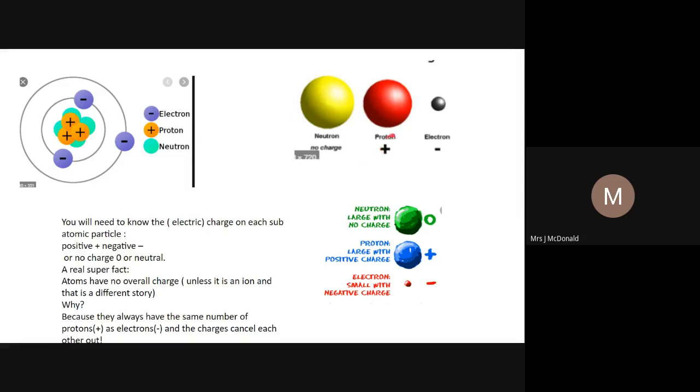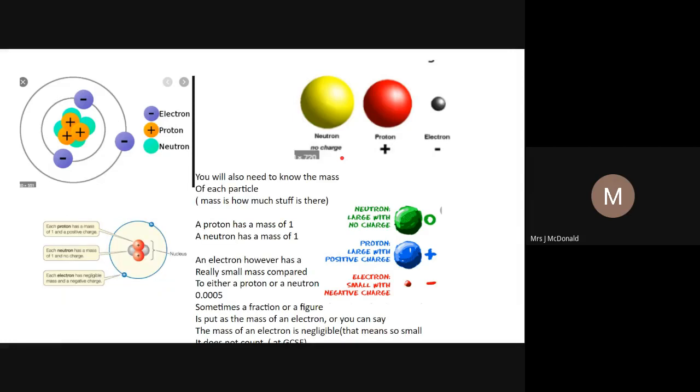And you can see that the positive charged subatomic particles in an atom are protons. The negative charged particles in an atom are electrons. And neutrons that are in the nucleus along with the proton have no charge at all.